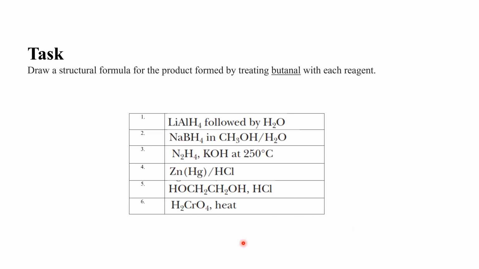Now, at the end of the lecture, I have a task for you. We have covered the metal hydride reductions, lithium aluminum hydride and sodium borohydride, then N2H4, which is hydrazine with KOH basic solution, we discussed today. Zinc amalgam and HCl we also discussed today, and this is basically the Clemmensen reduction. We also talked about the alcohols and HCl, right? And the chromic acid reaction of the aldehydes and ketones.